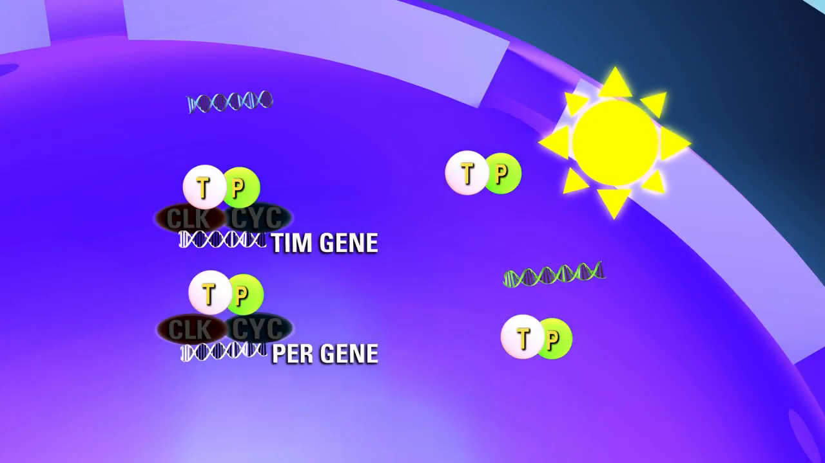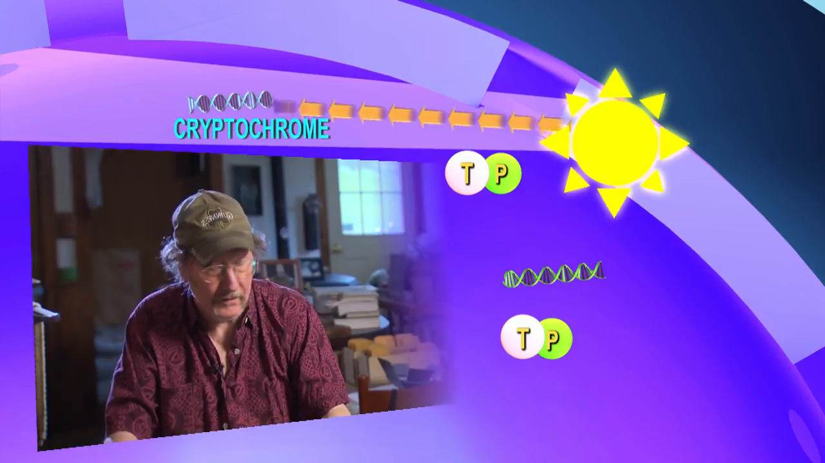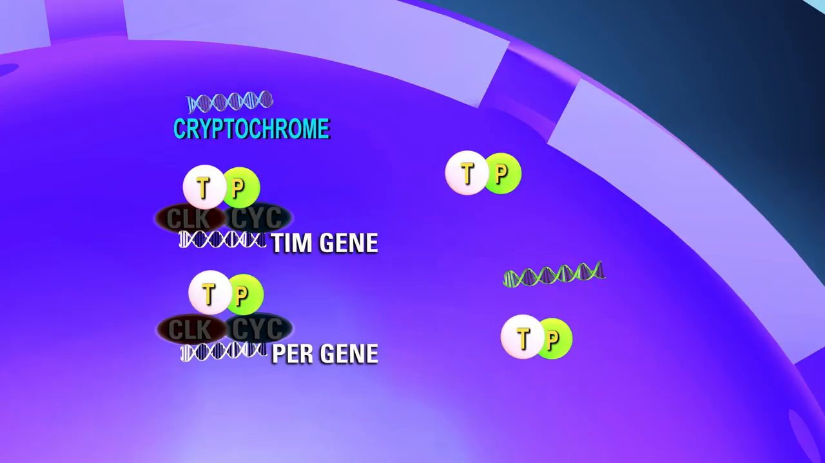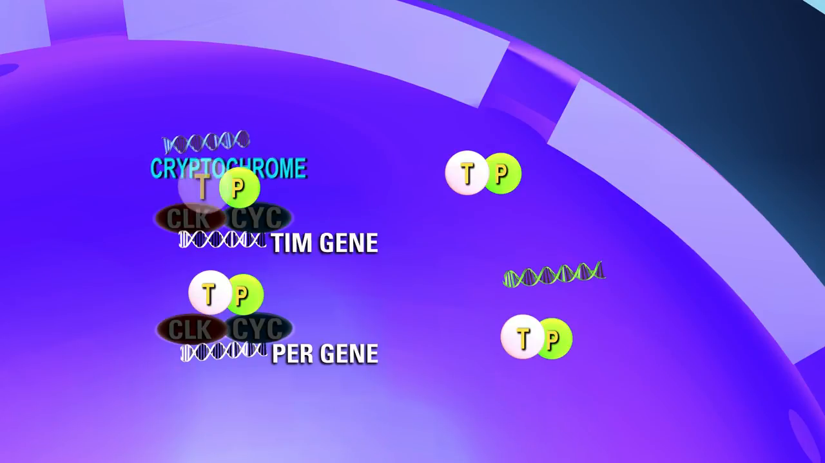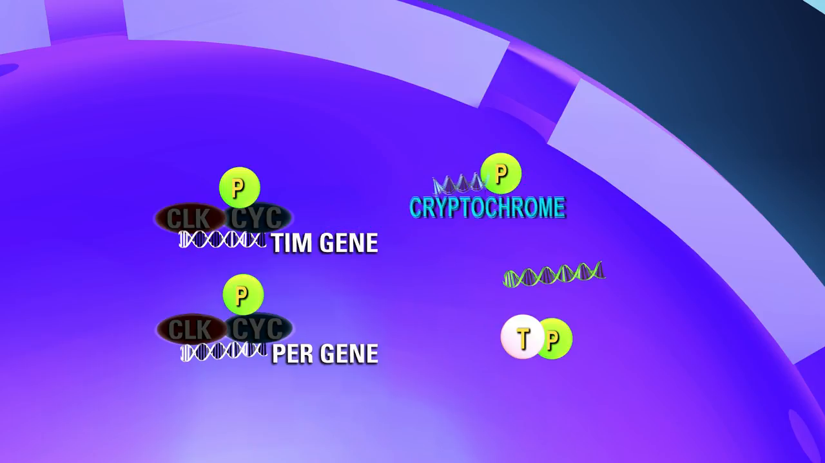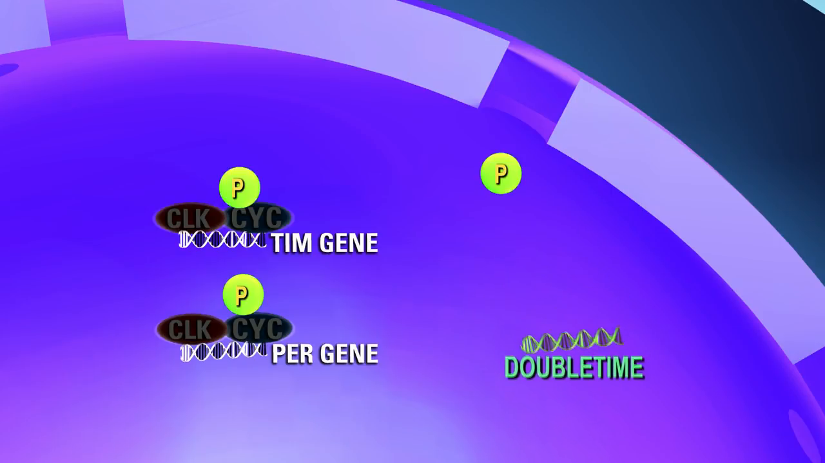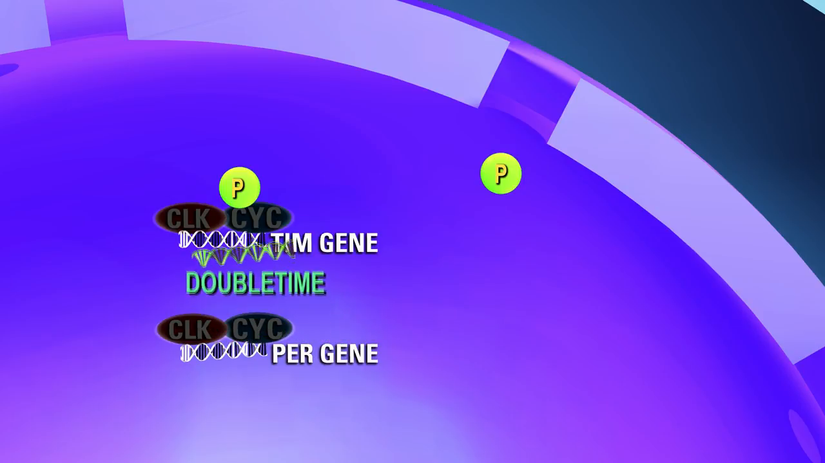Morning light, though, causes the timeless protein to be degraded. The gene cryptochrome, found at Brandeis, is responsible. Cryptochrome, it absorbs light, gets altered, touches timeless, that causes timeless to be degraded very rapidly. Without the protection of timeless, the period protein is vulnerable and eliminated by double time, a gene discovered by the Young lab.